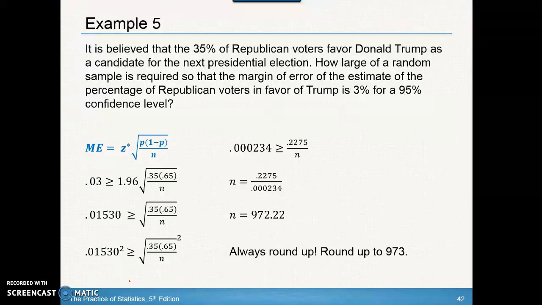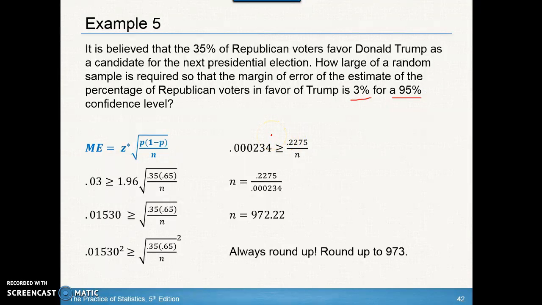Okay, so let's take a look at our last example. Our last example is finding a sample size. It's believed that 35% of Republican voters favor Donald Trump as a candidate for the next presidential election. How large of a random sample is required so that the margin of error of the estimate of the percentage of Republican voters in favor of Trump is 3% for a 95% confidence interval?